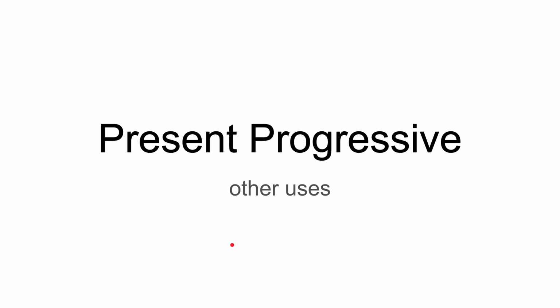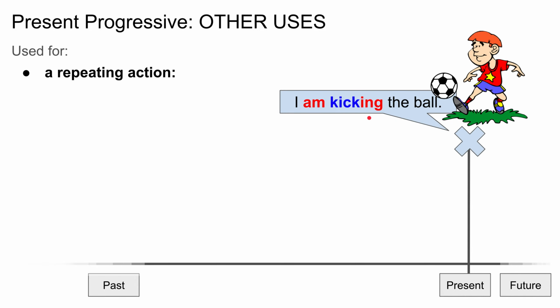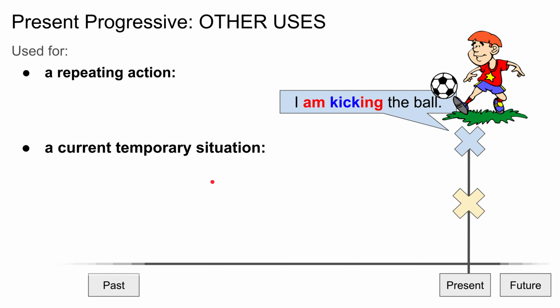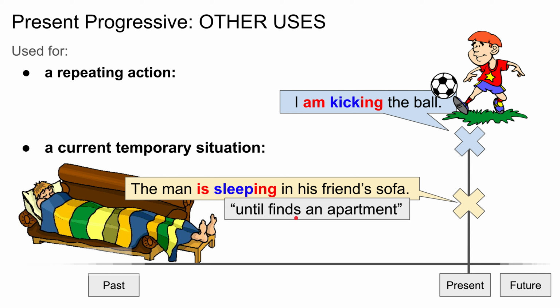So let's look at other uses for the present progressive. One is for repeating action. Example: I am kicking the ball. Here I am not kicking the ball one time, but I'm kicking the ball many times. Many times, and it's in the present. Another example is a current but temporary situation. For example, the man is sleeping on his friend's sofa until he finds an apartment. It's a temporary situation, okay? He will find an apartment and then he won't sleep on the sofa anymore.